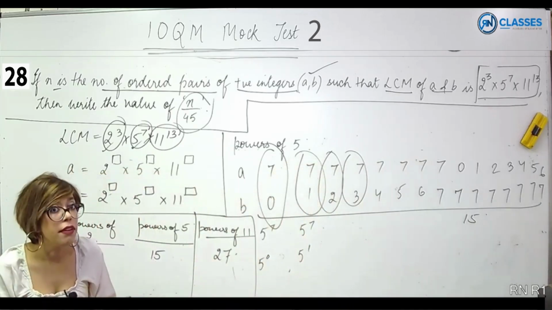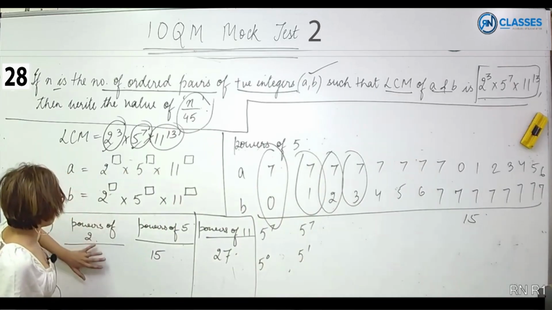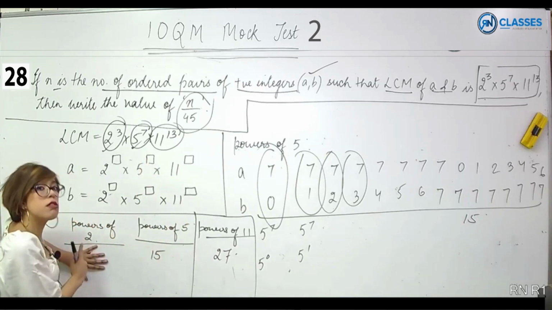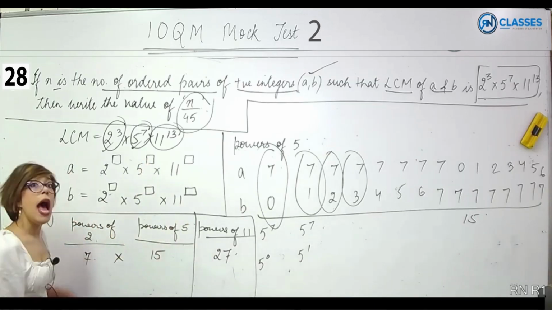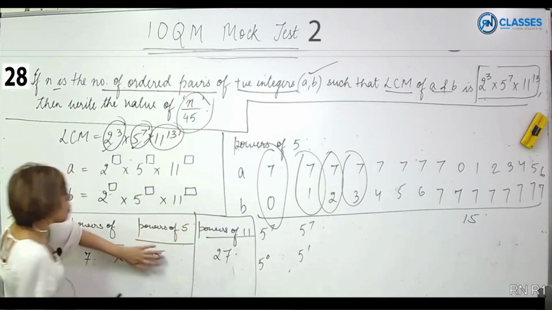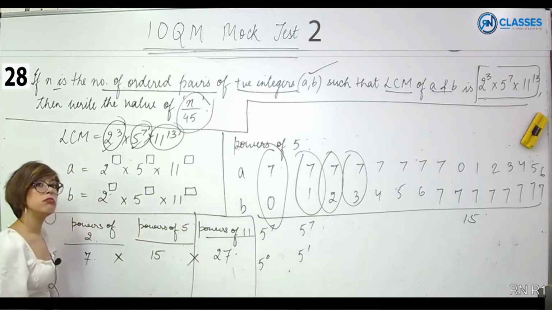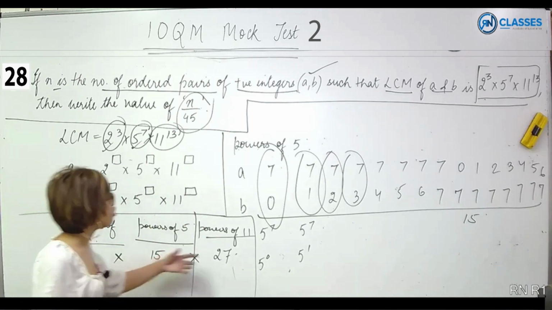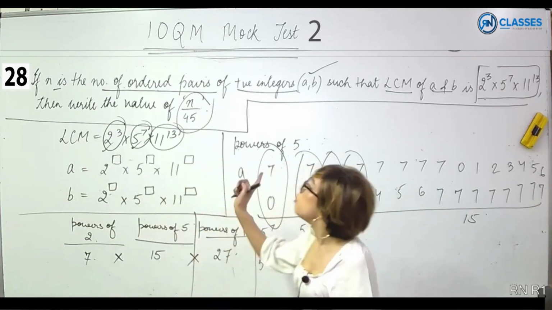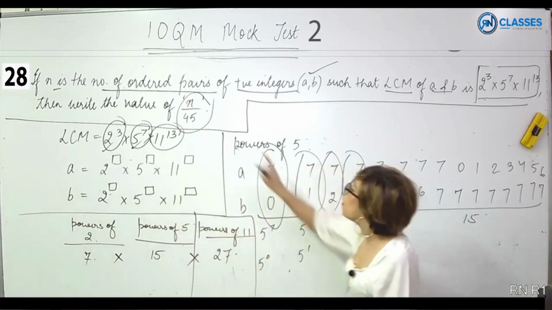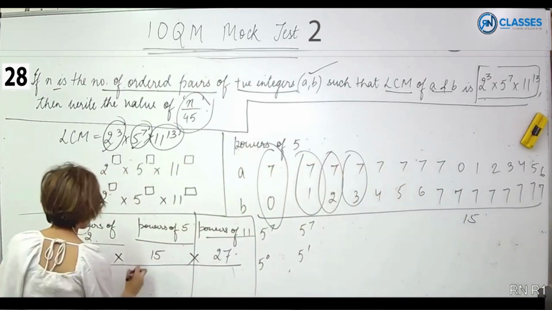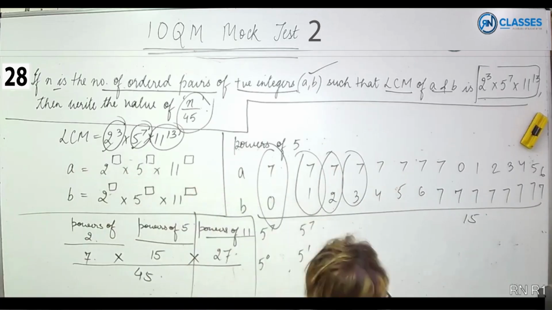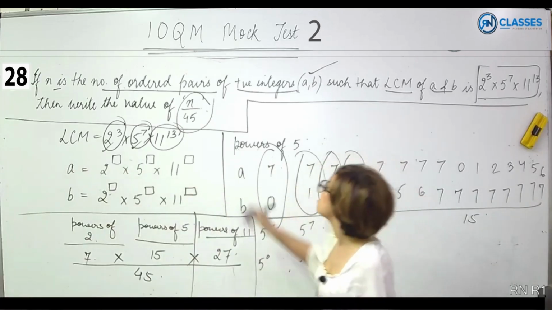I need to make a number. Now, powers of 2 can be arranged in 7 ways. Now, I need to arrange powers of 5 also corresponding to this, and powers of 11 also corresponding to this. I think the answer is there. Number of ordered pairs is 7 into 15 into 27, that is equal to n. But I do not want n. I want the divide-by-multiply. You can divide it, and that is why the answer for this question turns out to be 63.